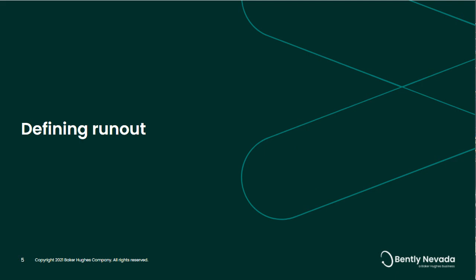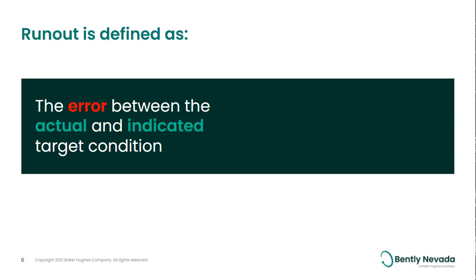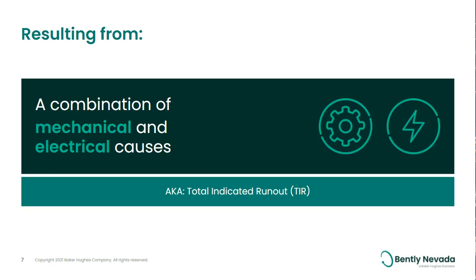But before we can think about measuring it or fixing it, we first need to be able to define it. We typically define Runout as the error between the actual and indicated target position. In the context we'll be discussing today, that target is primarily going to be a shaft rotor, and more specifically, the shaft surface that's being observed by the radially mounted proximity transducers. It's important to remember that runout is usually going to be caused by a combination of mechanical and electrical faults in the target surface. The combination of these effects is what we refer to as total indicated runout.